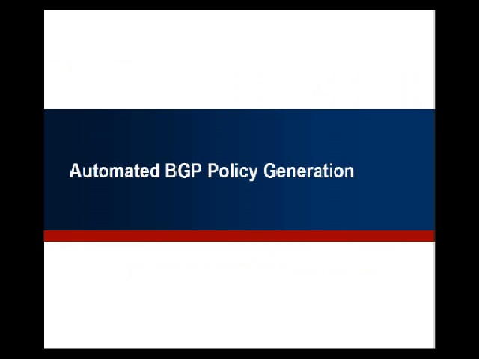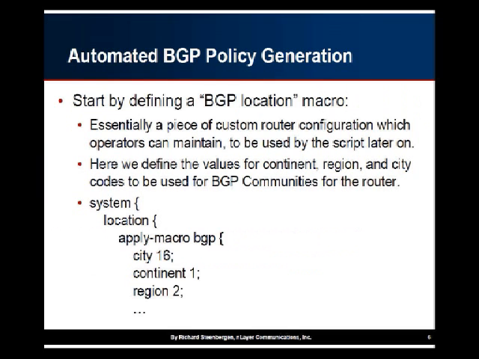So here's the details of the automated BGP policy. What I start by doing is defining a BGP location. This is the BGP communities that I'm using. I'm defining for the router. I'm saying this router is in this city, this continent, and this region. And I stick that under the system level. That applies to the entire router.